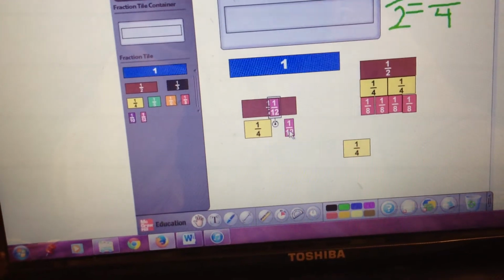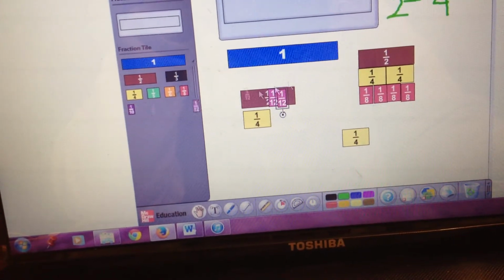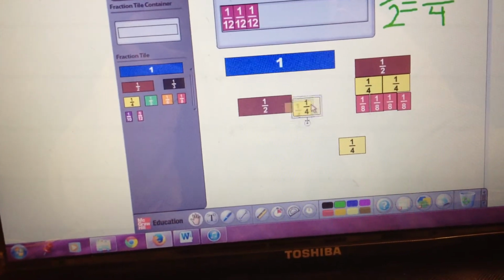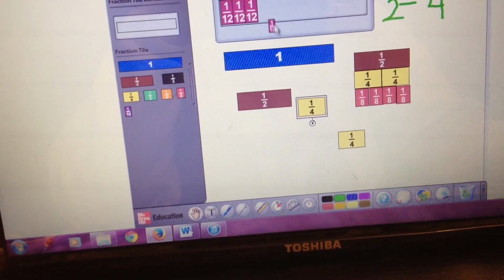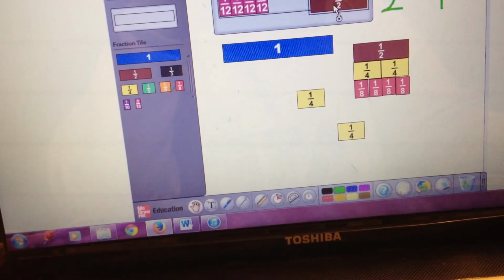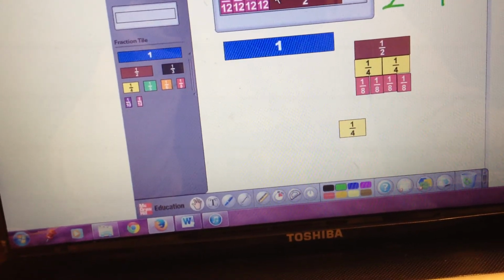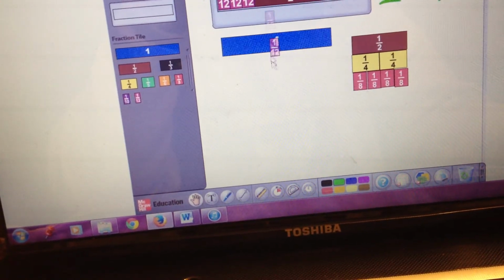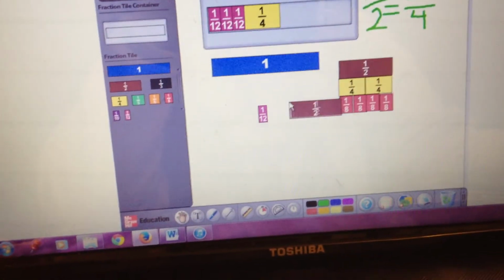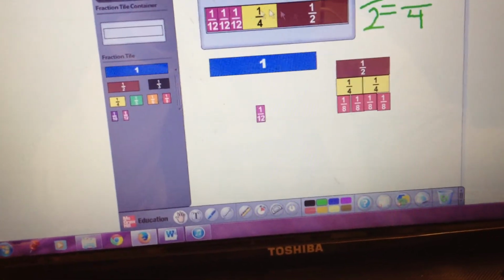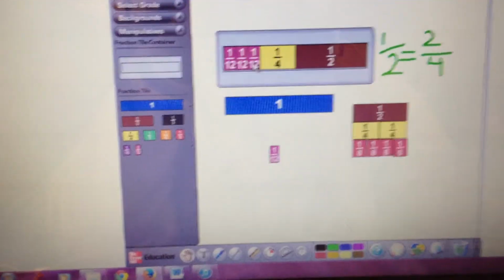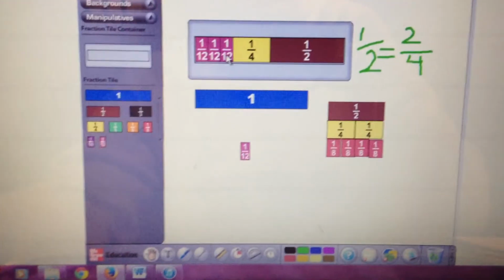let's see, this is easier to see up here. If this is our whole, we can see that this equals 1/2 and this equals 1/2. So 3 of the 12 pieces equals 1/4.